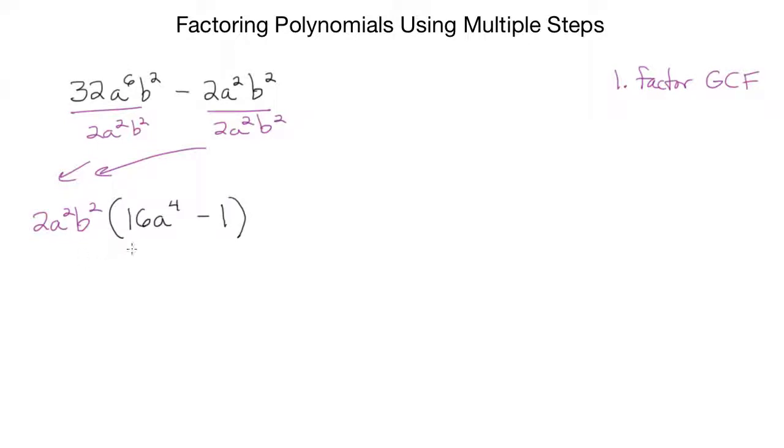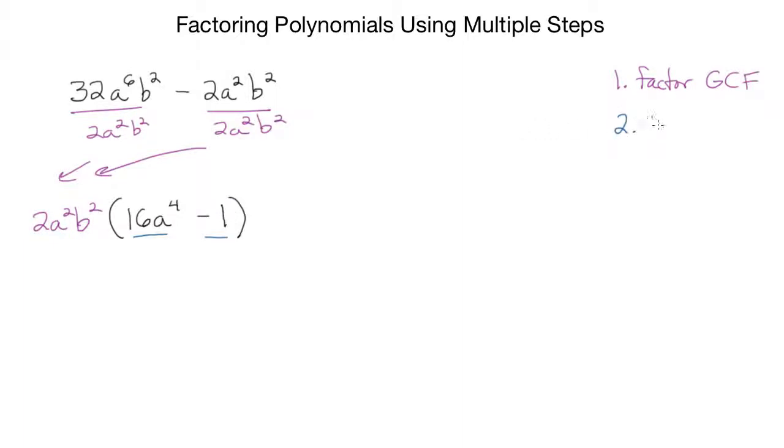What do we have left now? I've got two terms, so it's a binomial, so now I'm already limited in what I can do. With a binomial, I can only factor it if it's the difference of two squares, the sum of two cubes, or the difference of two cubes. Let's see what's going on. 16 is 4 squared. A to the 4th looks a little tricky until I think about a to the 4th as a squared squared, and then 1 is something squared. So I have the difference of two squares here.